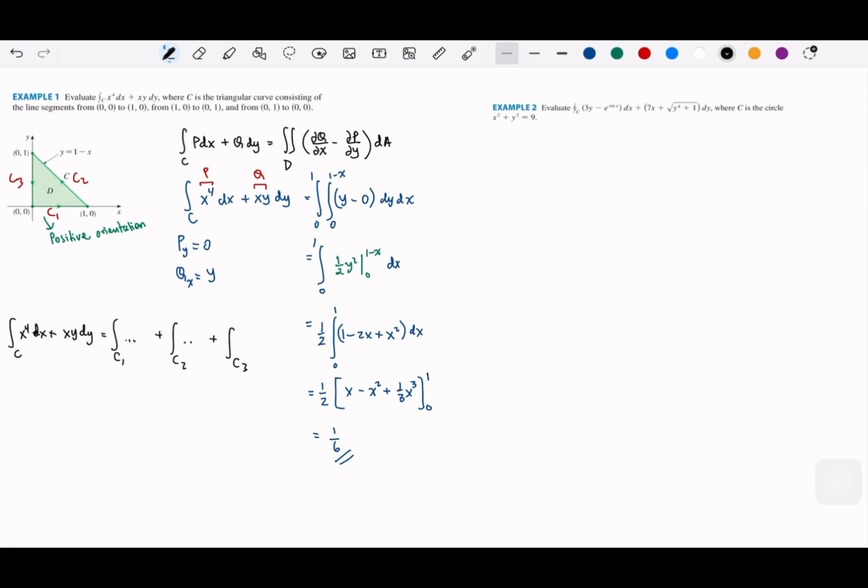Okay, example 2 is another Green's theorem application, and you could see when you are going to just use the normal line integrals, splitting the curve as usual, or when you need to convert into a double integral using Green's theorem.